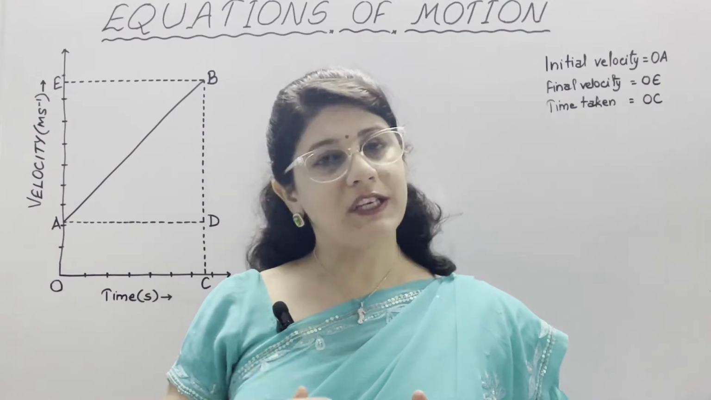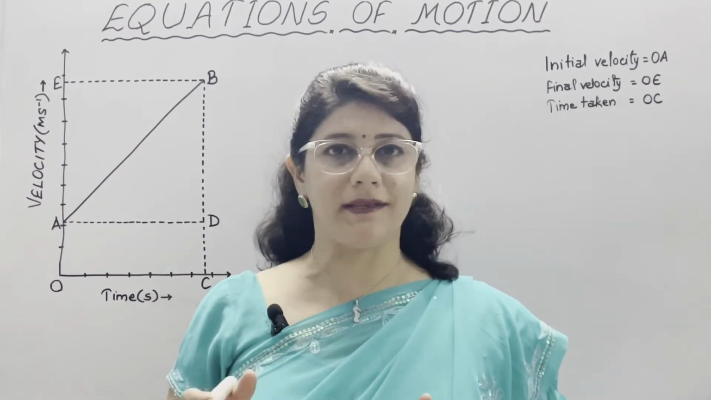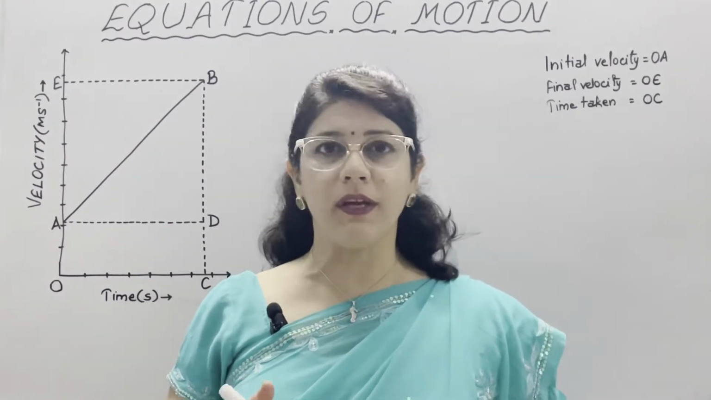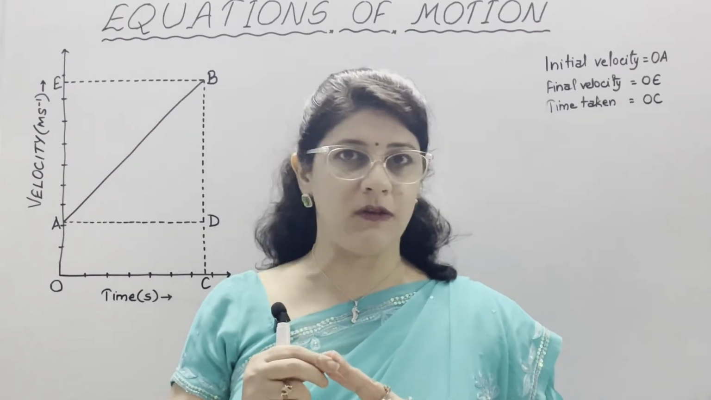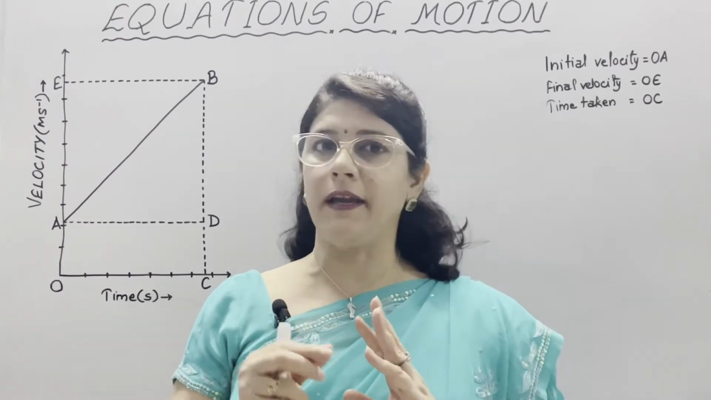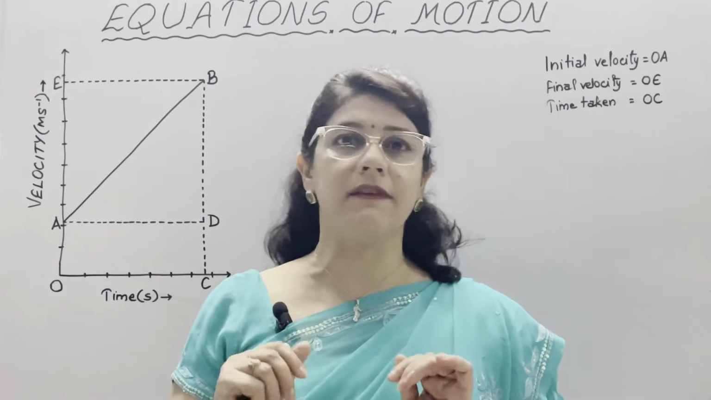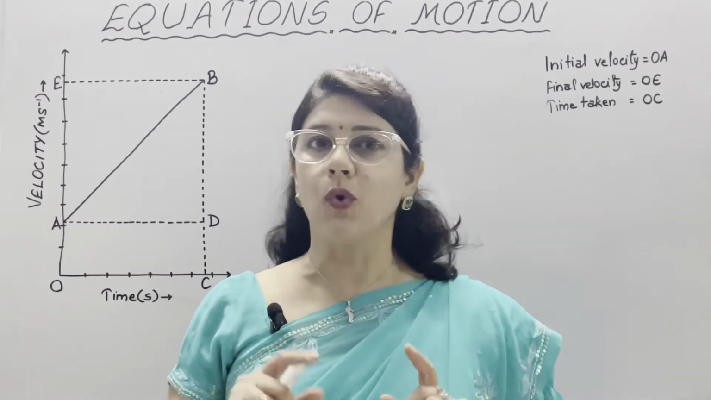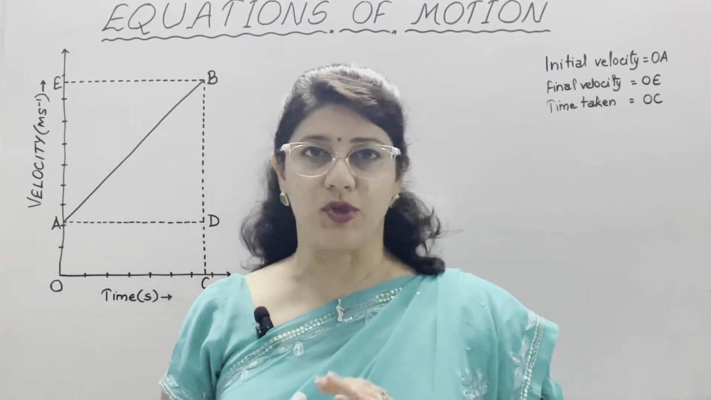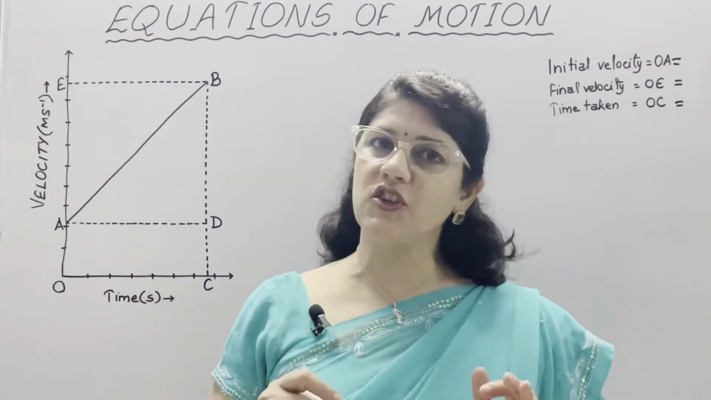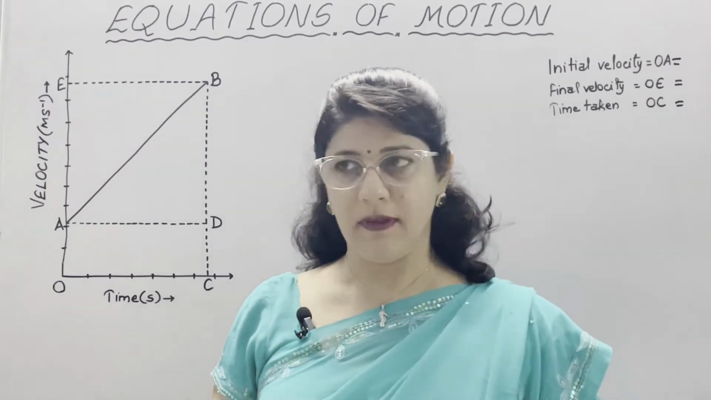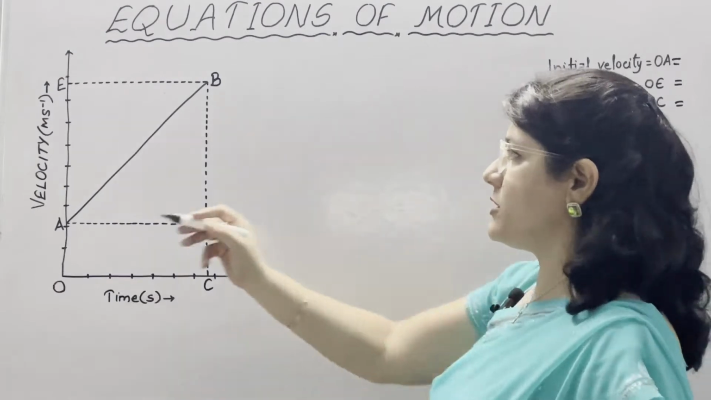As we know, when an object is moving in a straight line with uniform acceleration, the relation between initial velocity u, final velocity v, acceleration a, time t, and distance traveled s is given by a set of equations known as equations of motion. The first equation describes the relation between velocity and time. This is the velocity time graph.